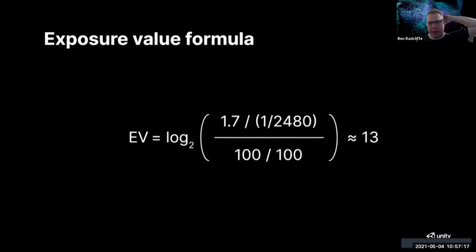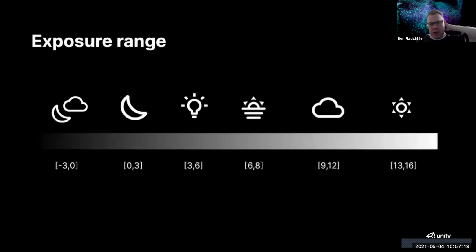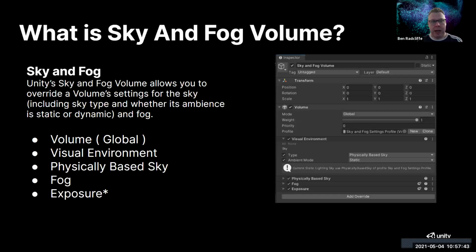We also work in EV, and here's a little math to scare you. But what it really is, if you come from film photography, is what's called the Sunny 16 rule. And here's a little cheat: full sunlight will be 16 EV, 13 EV, cloudy 9, sunset 6 to 8, standard light bulb 3 to 6, nice bright nighttime 0 to 3, and a cloudy overcast nighttime -3. And again, I put a little cheat sheet in here so you can get the slides.